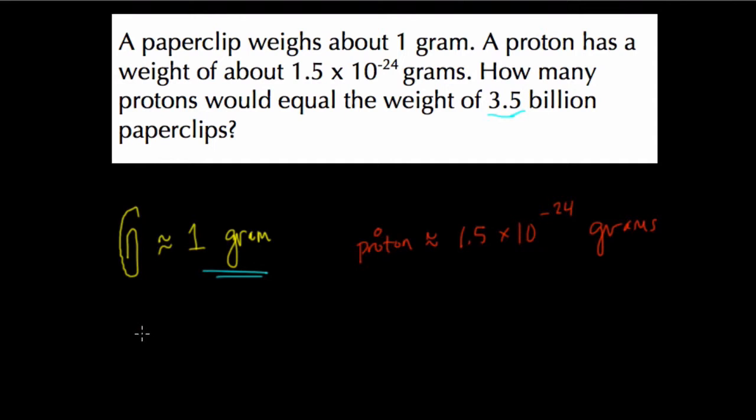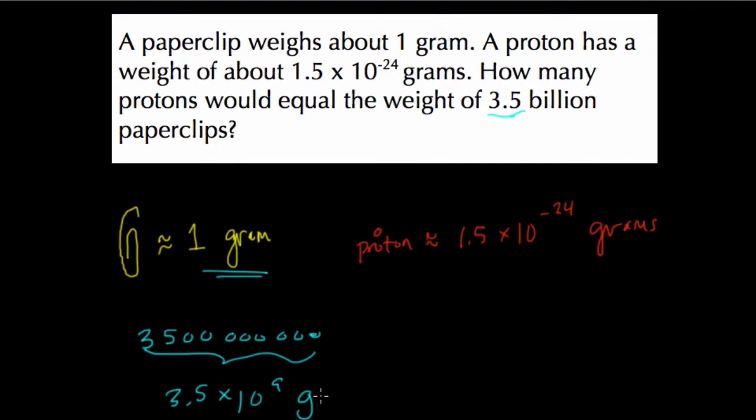So here, 3.5 billion is the number 3,500,000,000. That is 3.5 times 10 to the 9th. We have this many paper clips or this many grams, same thing. What do we want to know? How many protons would we need to get that weight?